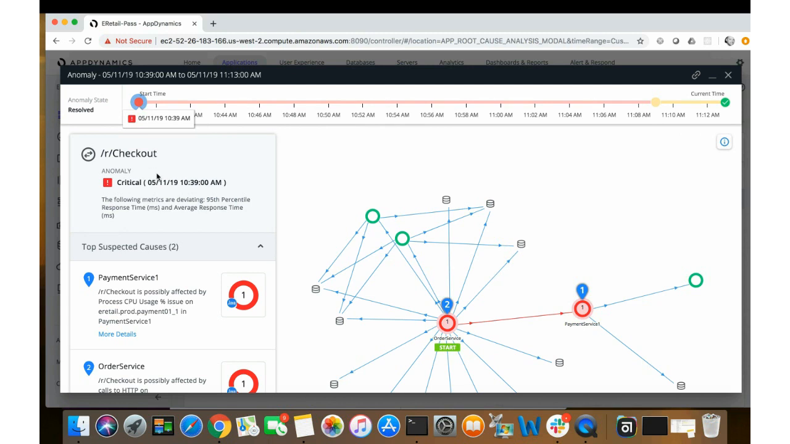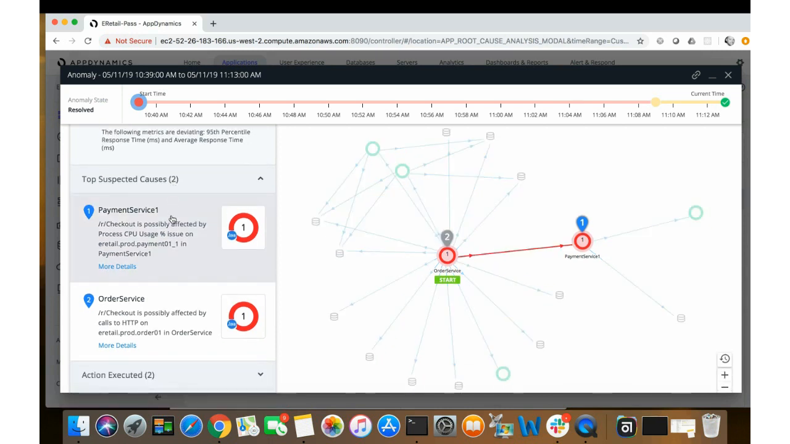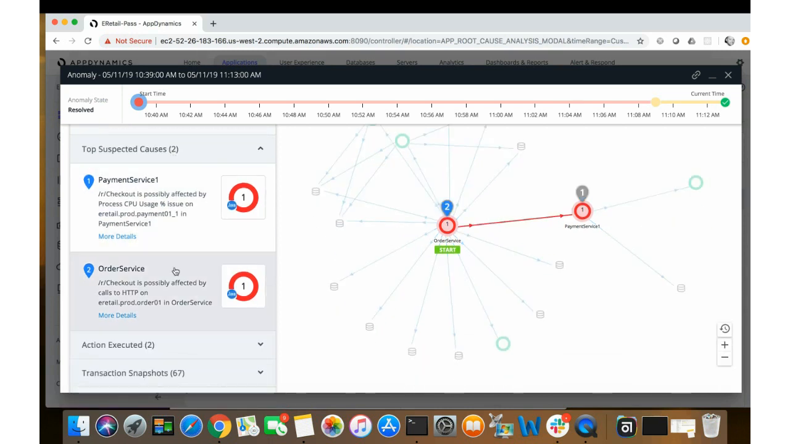Going down the left-hand side here, we can see some basic information about why this anomaly occurred. Again, it occurred on the checkout transaction, and we can see that the following two metrics were deviating: 95th percentile response time, as well as average response time. Moving down the left-hand side, we can see that we've identified two top suspected causes for why we think the 95th percentile and the average response time are deviating. I'll drill into those in a second to show you how we're able to determine root cause.